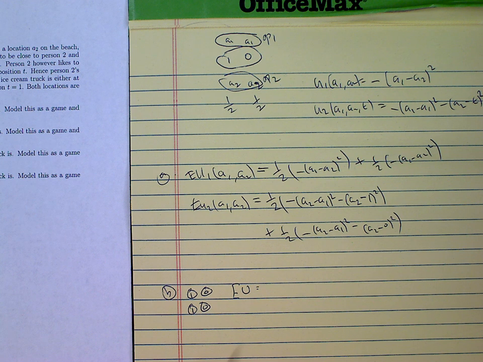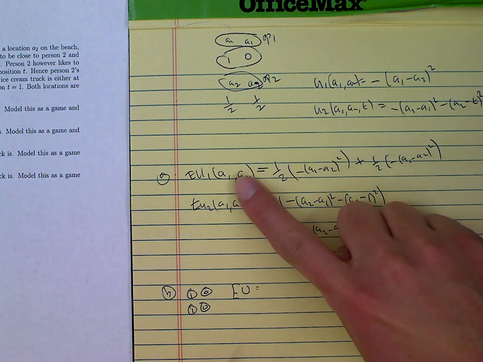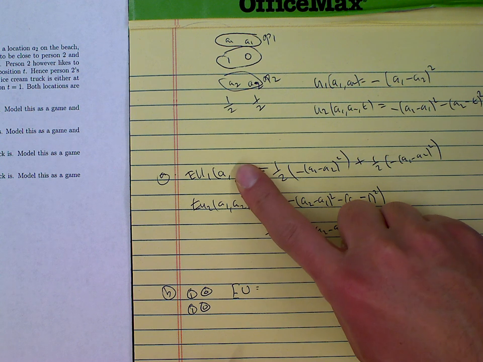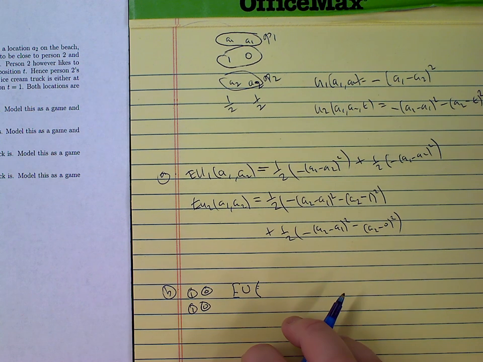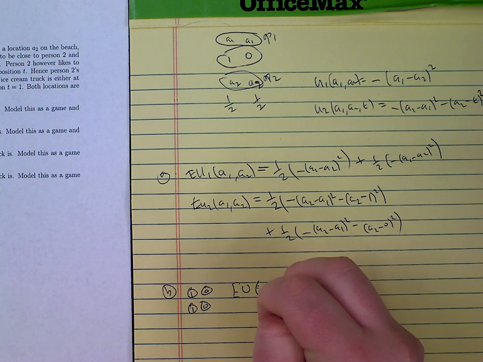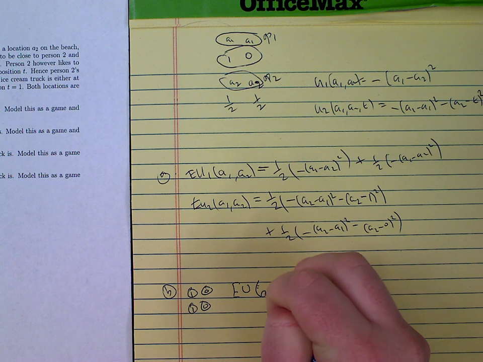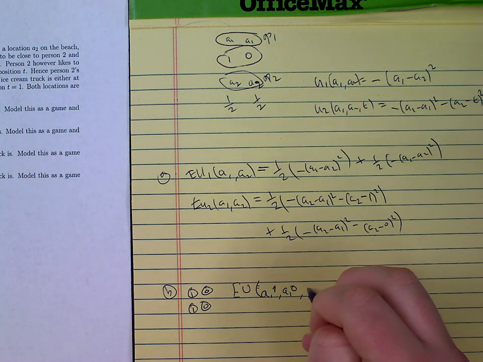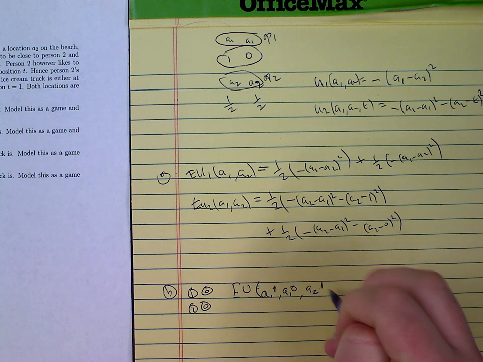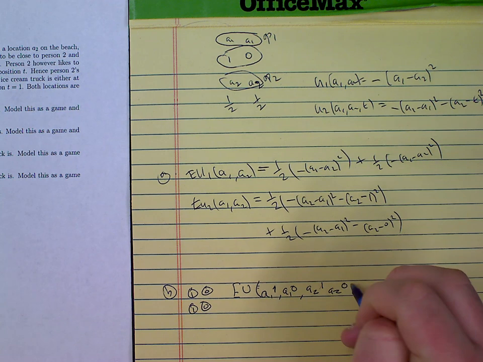What is close to person 2? Well, just in terms of numbers here. Before it was A1 and A2, so person 1's strategy is just a single number A1. So now what is person 1's strategy going to be? It would be A1 of 1 and A1 of 0. Exactly right. And then this A2 of 1 and A2 of 0.